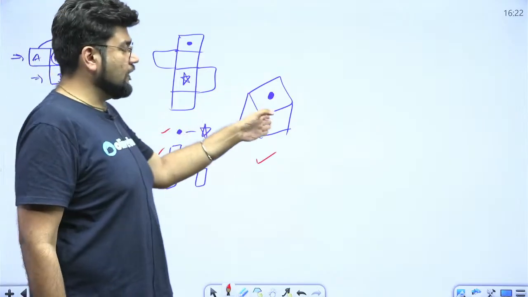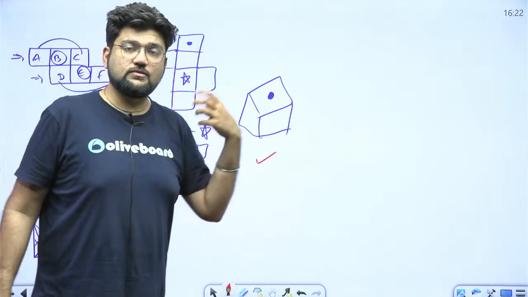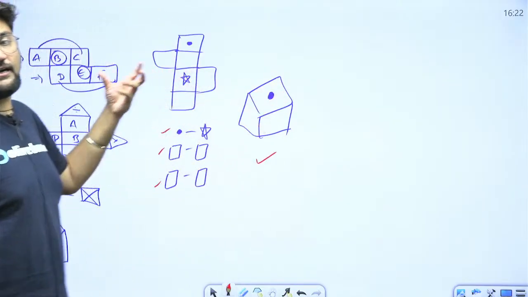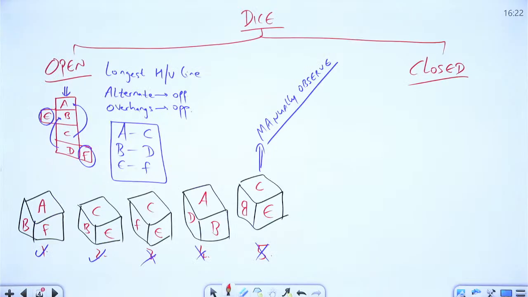But if there are multiple options with similar things, then again manually get down and start observing it so that you can check it from the correct orientation. That is the only one point which you need to take care of here. Rest everything is perfectly fine.